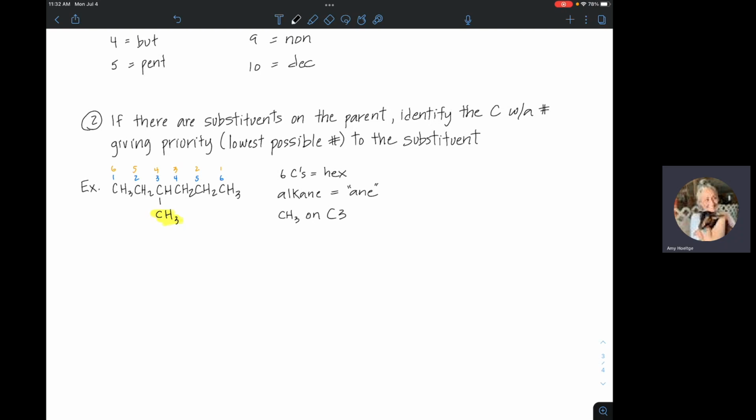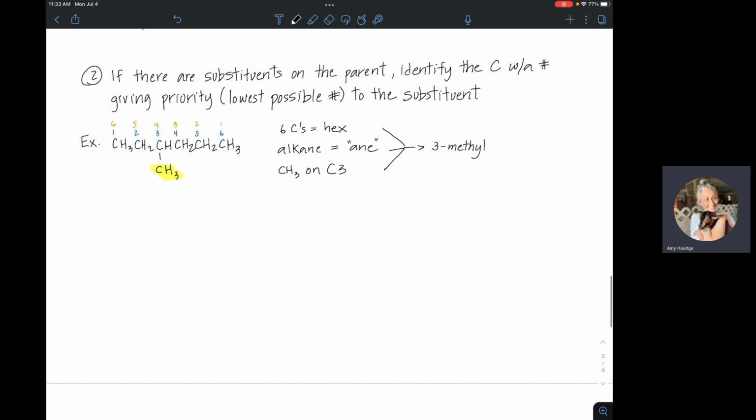And I'm going to put all of this together. I'm going to say 3, so that's going to be the carbon that the substituent is on. I'm going to separate the number from the rest of the name with a hyphen. So this is the IUPAC system. 3-methyl, because that is a methyl group. It's an alkyl substituent. It's not methane. We've removed a hydrogen. And that hexane is R, right? That's the rest of the molecule.